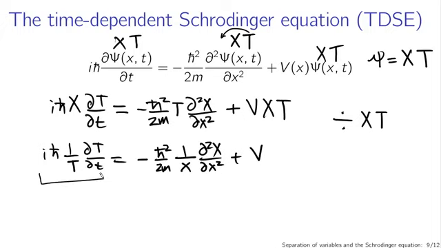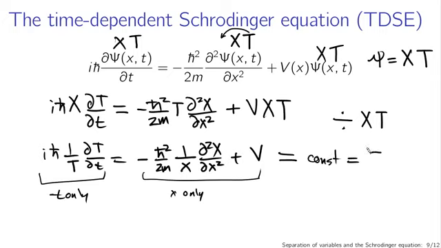Now, as before, this is a function of time only, and this is a function of space only, which means both of these functions have to be constant. And in this case, the constant we're going to use is E. And you'll see why once we get into talking about the energy in the context of the wave function.